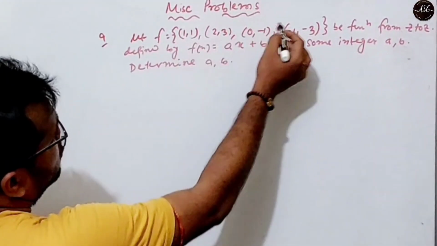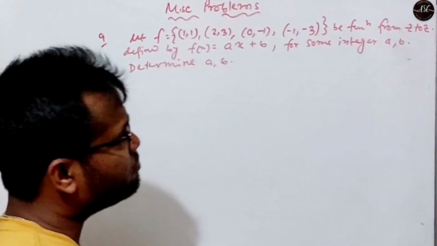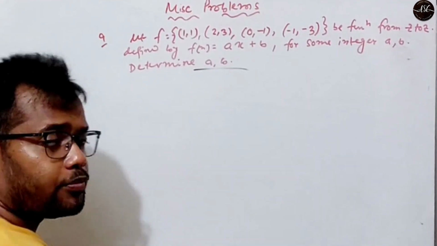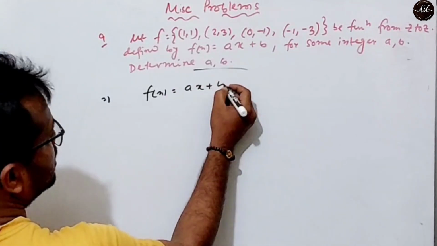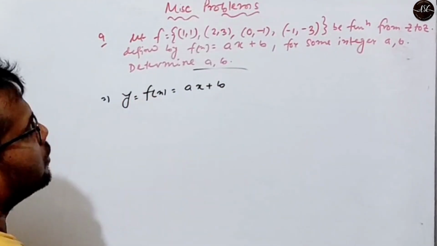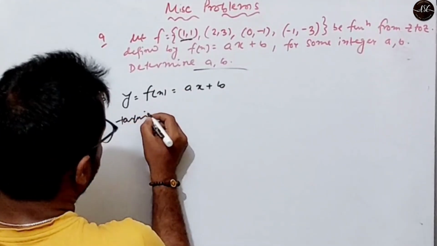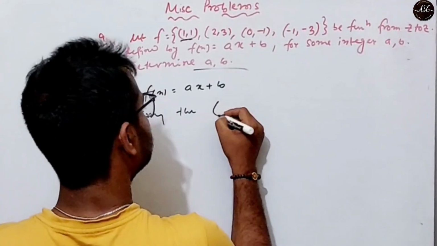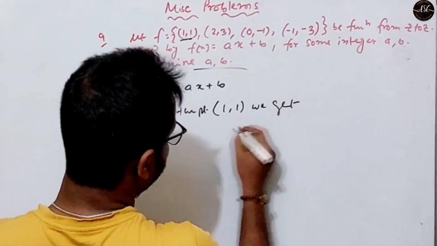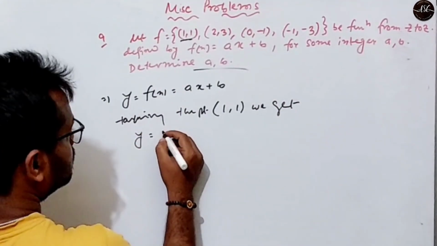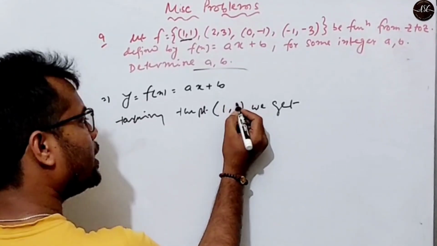Okay, this question. f equal to {(1, 1), (2, 3), (0, -1), (-1, -3)} is a function from Z to Z defined by f(x) equal to ax plus b for some integers a, b. Determine a and b. So we have f(x) equal to ax plus b. f(x) means y. Now taking the point (1, 1), here in this point the value of x is 1 and the value of y is 1.